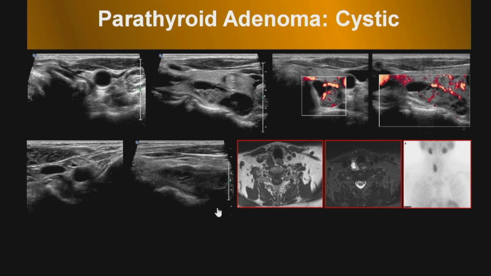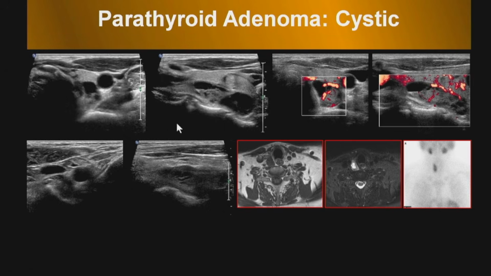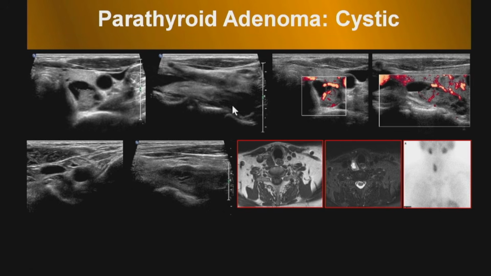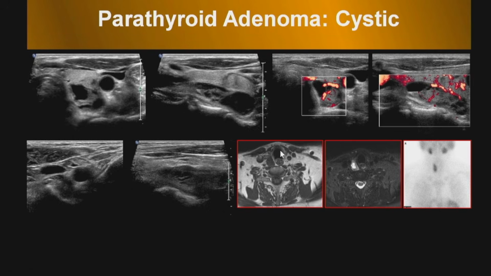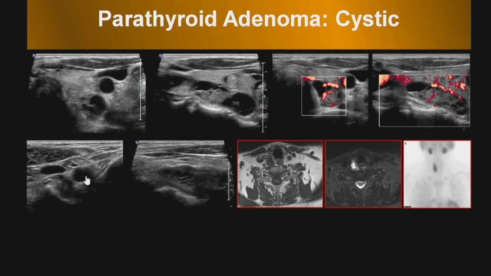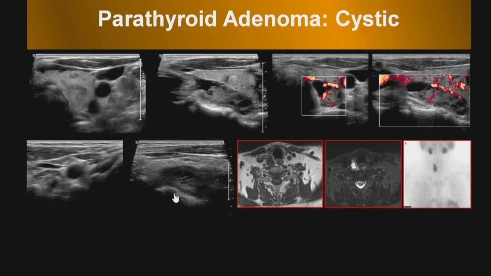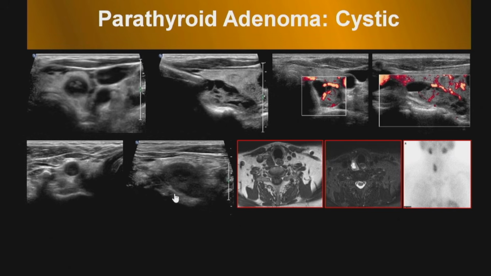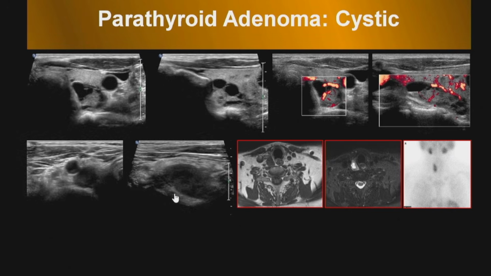Cystic, let me run movie clips for you. You'll see cystic change, small parathyroid adenomas, small cystic change, large parathyroid adenomas, large cystic change. You'll see that even on MR. So these are things that happen in larger glands, cystic change, calcification.